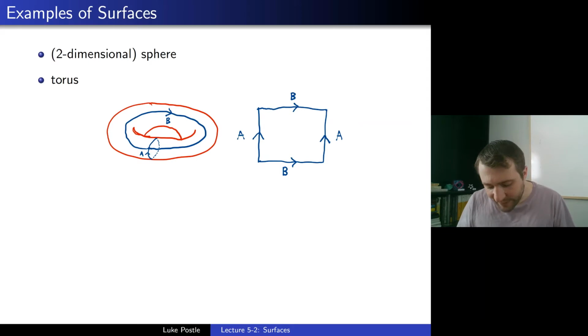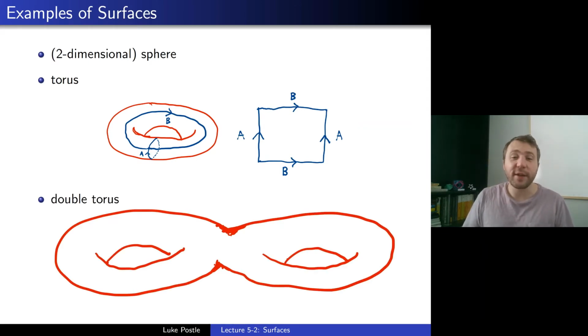What about other surfaces? Well, there's the double torus, right? You can make larger and larger ones by adding toruses together. So here's the double torus, where you have two holes. You can check that that's also a surface. Some more exotic ones.